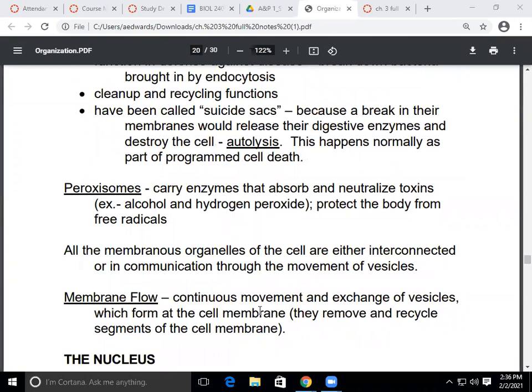All right, so the peroxisomes, they're going to carry their enzymes. They're absorbing and neutralizing toxins. Basically means they bring them in and they make them not dangerous, all right? Like alcohol and hydrogen peroxide, okay? And they protect your body from chemicals called free radicals that cause chains of chemical reactions. And so that hydrogen peroxide that it's absorbing has to do with why it's called a peroxisome.